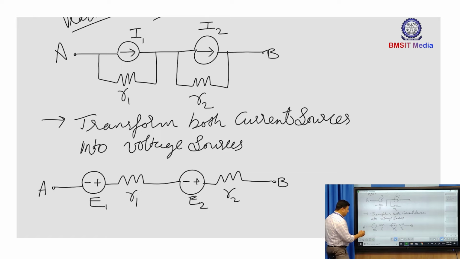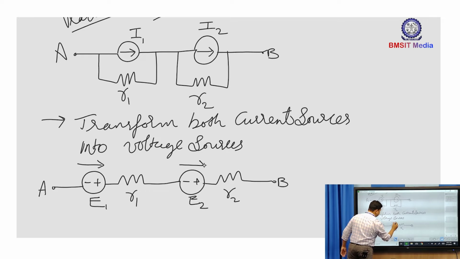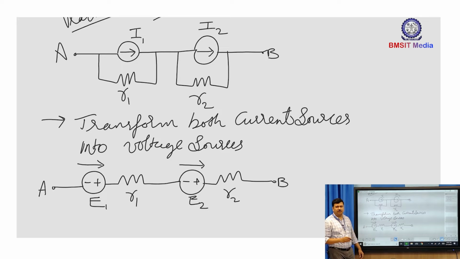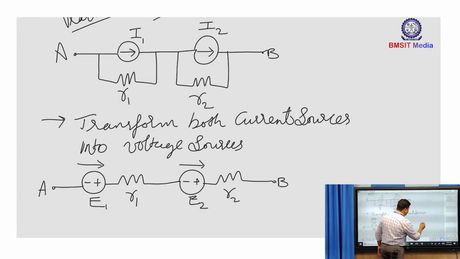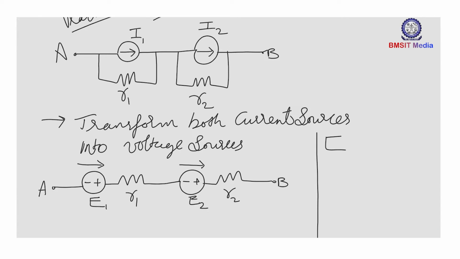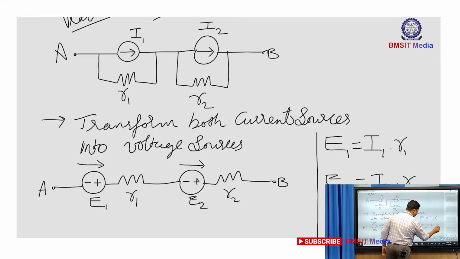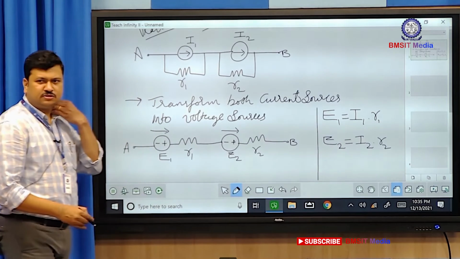Now, observe that the direction of E1 and E2 should be along the direction of the current sources. Okay. So, towards where the arrow mark is heading to, that side I should be marking the higher polarity, or the positive polarity, of the voltage source. Okay. And this E1 and E2 are given by E1 is equal to I1 into R1 and E2 is equal to I2 into R2. This we have seen in the source transformation.